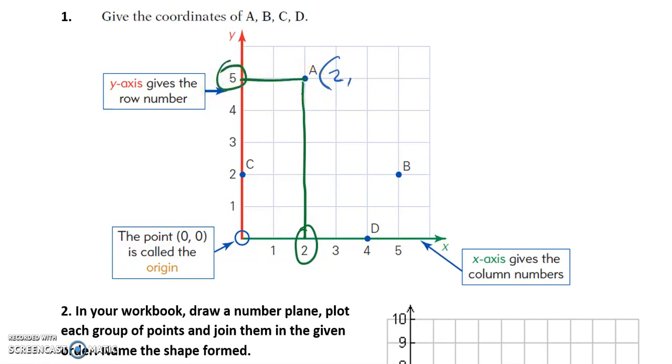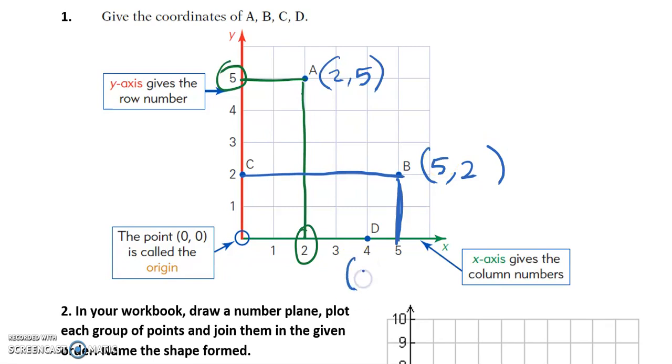So my coordinate is 2, 5. Coordinates of B then, well, going up from here, that's got an x value of 5, and going across, that's got an x value of 2. Okay, you don't always have to draw in these lines. I'm just helping you understand what's going on.